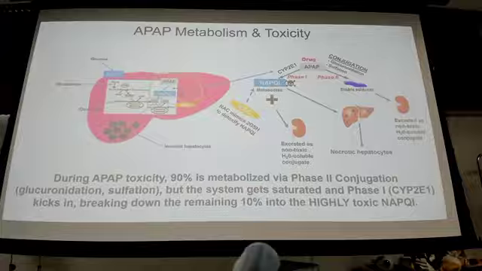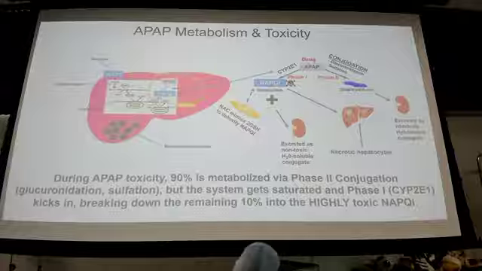Yes. For phase 2, if that mechanism is saturated, would that also cause a backup of bilirubin in the body? Yes. Yep. So is this clear? Any questions about this pathway?